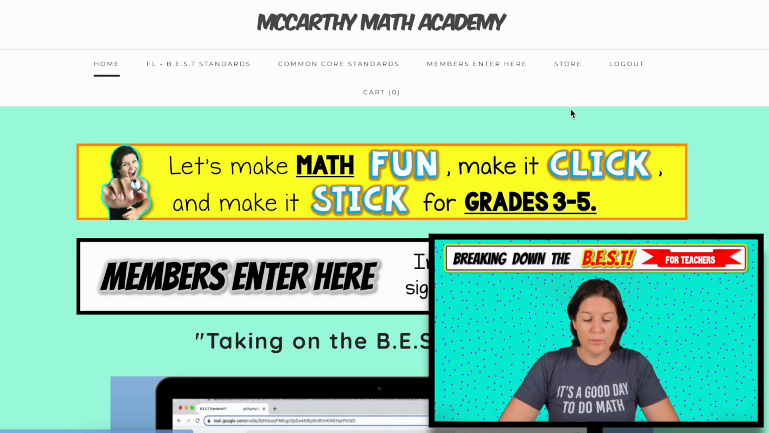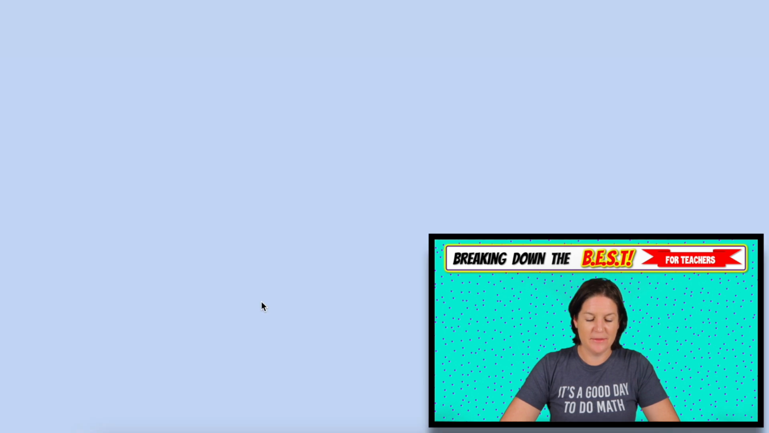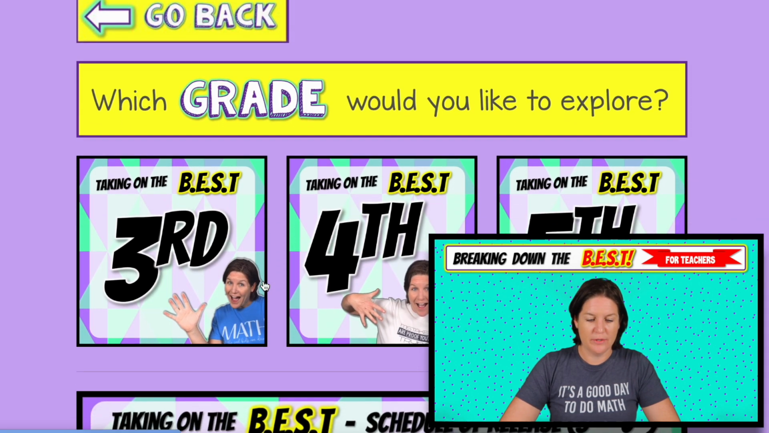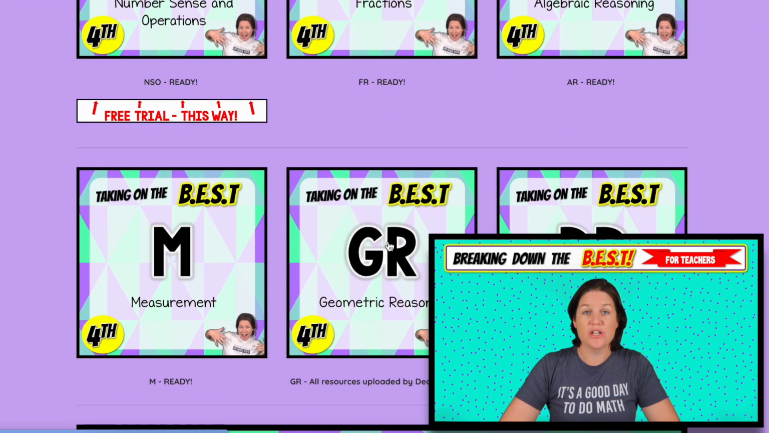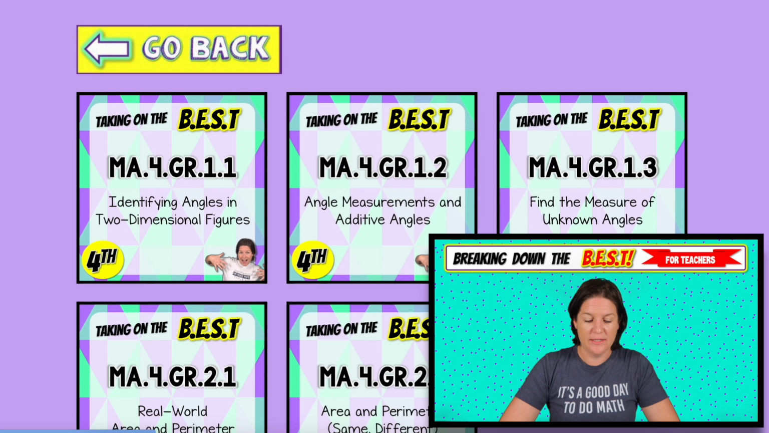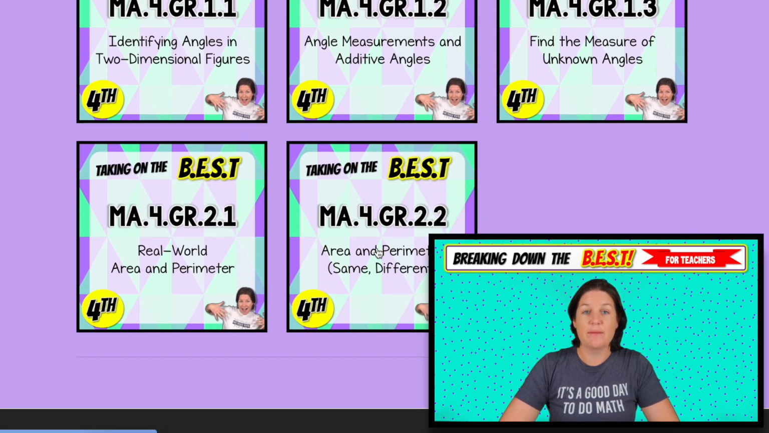All right, so here we are at the home page. We're going to click Members Enter here. Select Taking on the Best. Working in 4th grade, the strand that we want is the GR strand, Geometric Reasoning. And we are looking at right here, MA.4.GR.2.2, the area and perimeter, same and different.